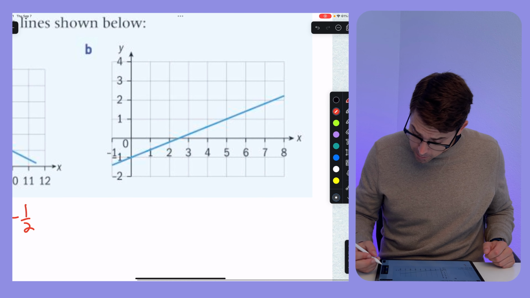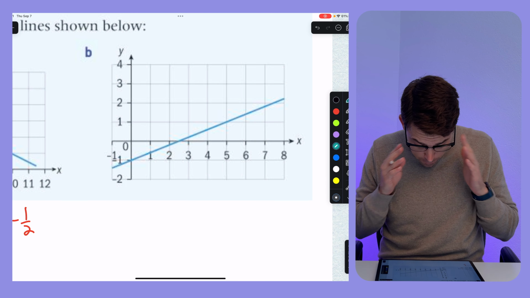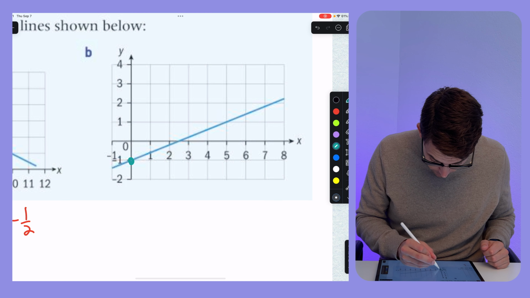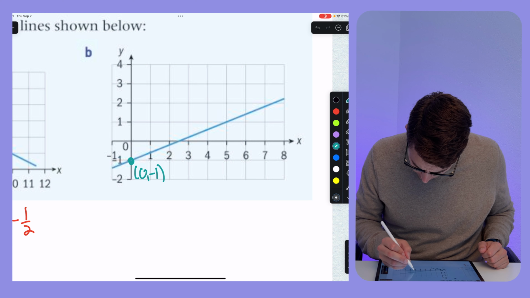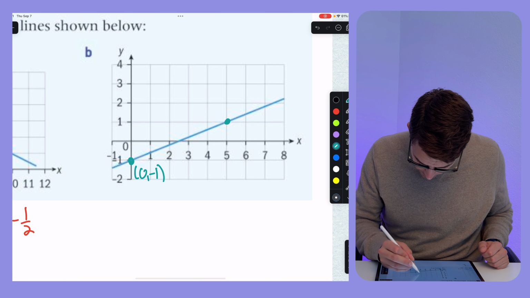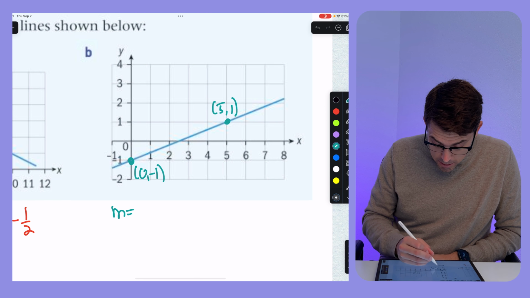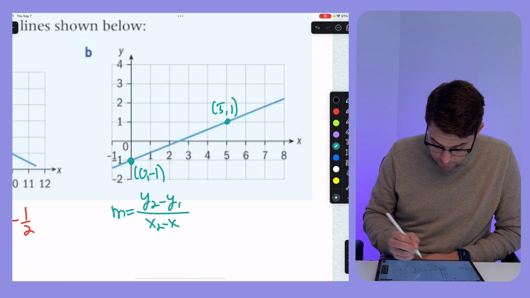Okay, so let's take a look at a different problem. Let's say I want to know the slope. I'm looking. There's a really good point, which is going to be 0, negative 1. Let's find another good point right there. That is going to be 5, 1. So again, my slope is just the difference between my y's to find the height and the difference in my x's to find the run.